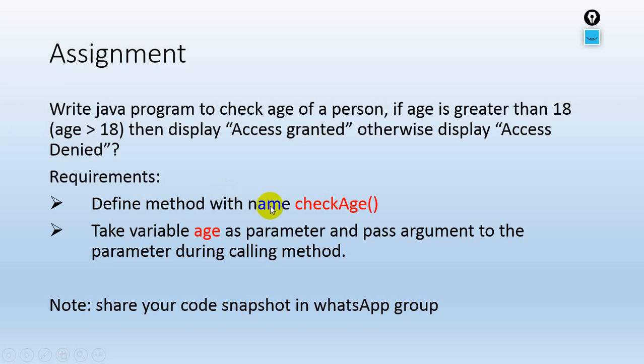In the program, define a method with the name checkAge. The method should take a variable age as a parameter, and pass an argument to the parameter during calling the method. When we call the method, we pass an argument for age. Then the age is checked by a condition, whether age is less than 18 or 18 and above. If less, access denied; if above, access granted.